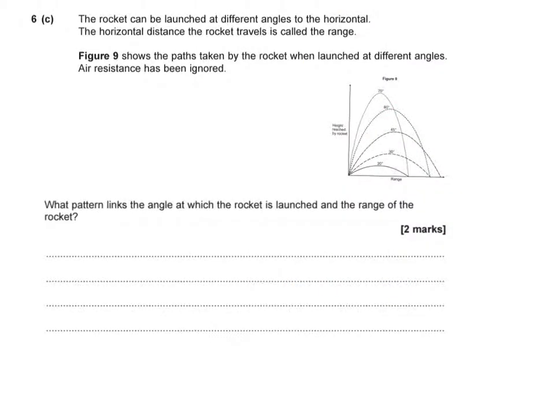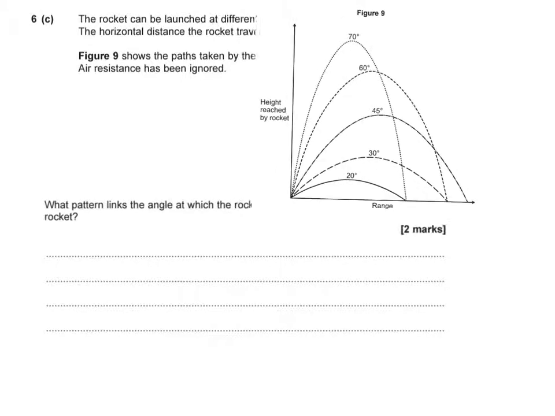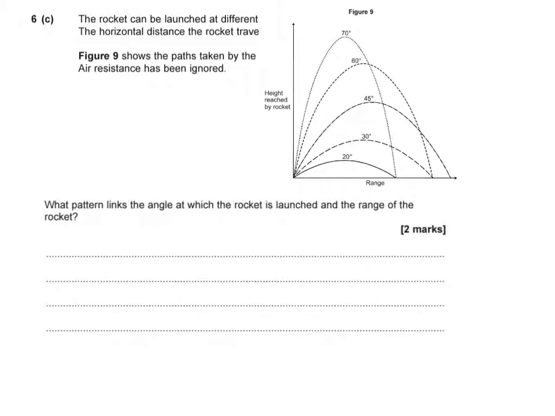In part C of question 6, it says a rocket can be launched at different angles to the horizontal. The horizontal distance the rocket travels is called the range. Figure 9 shows the path taken by the rocket when launched at different angles. Air resistance has been ignored, so I'm just going to make figure 9 larger so you can see it better. So that's figure 9 there.